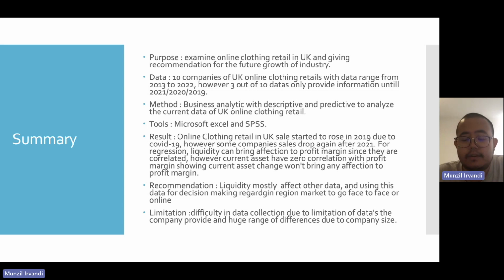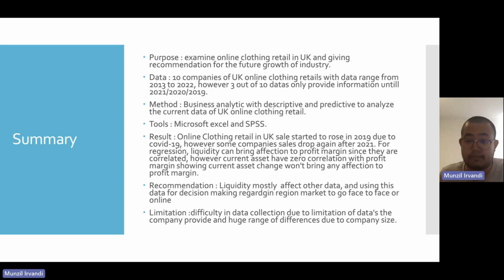The tool I use for this report is Microsoft Excel for descriptive analytic and regression, and SPSS mostly for correlation. And for the result, online clothing retail in UK sales start to rise in 2019 due to COVID. However, some companies' sales drop again after 2021 because people are not being isolated anymore, which makes them able to buy product not online. And for regression, liquidity can bring huge effects to profit margin and other factors.